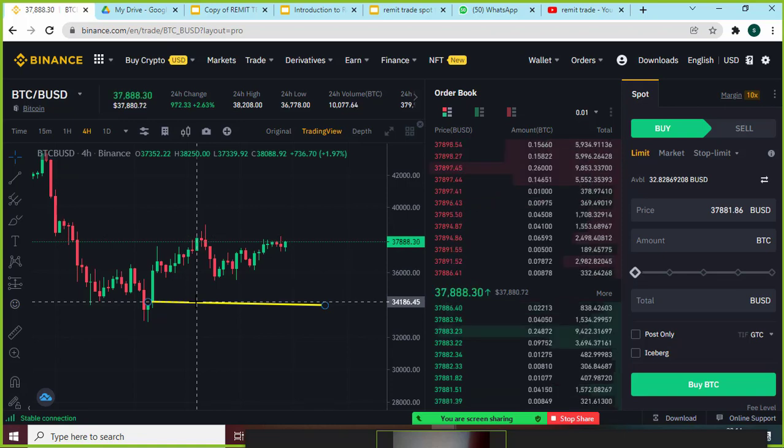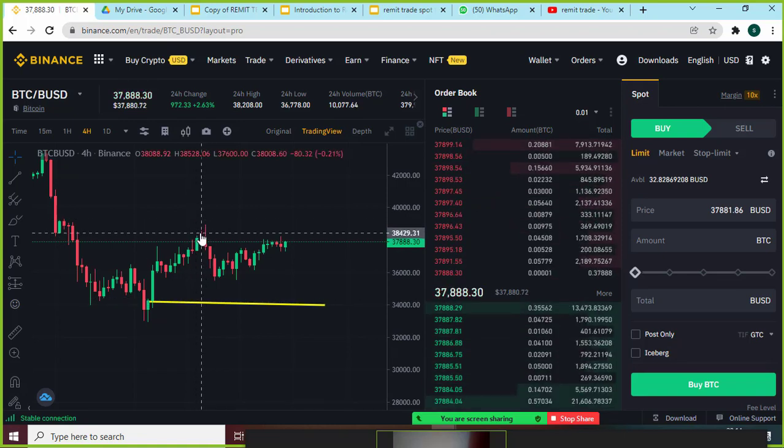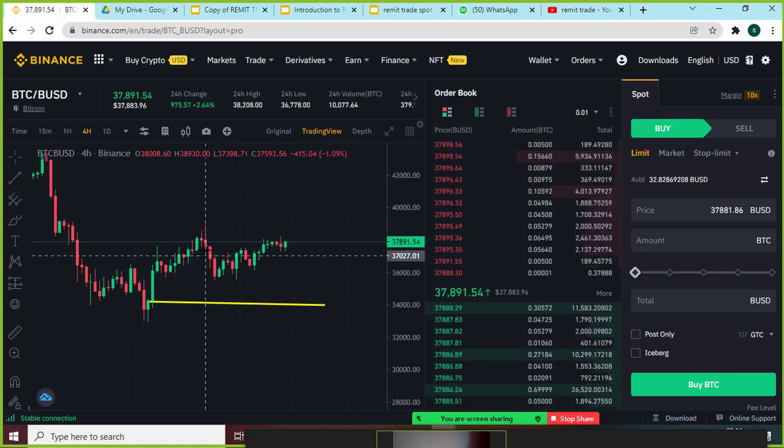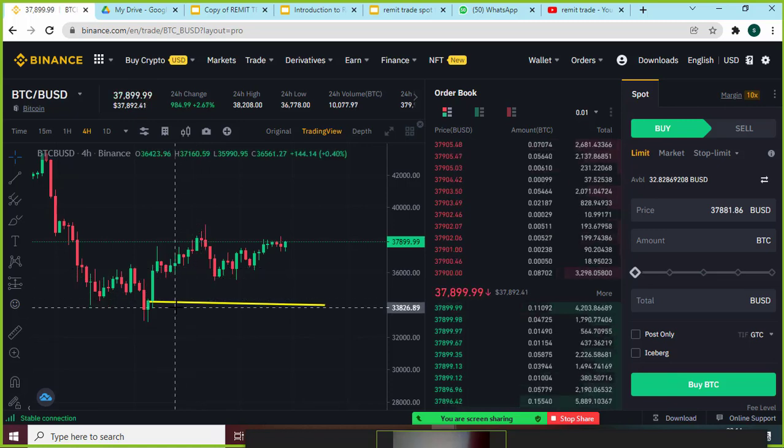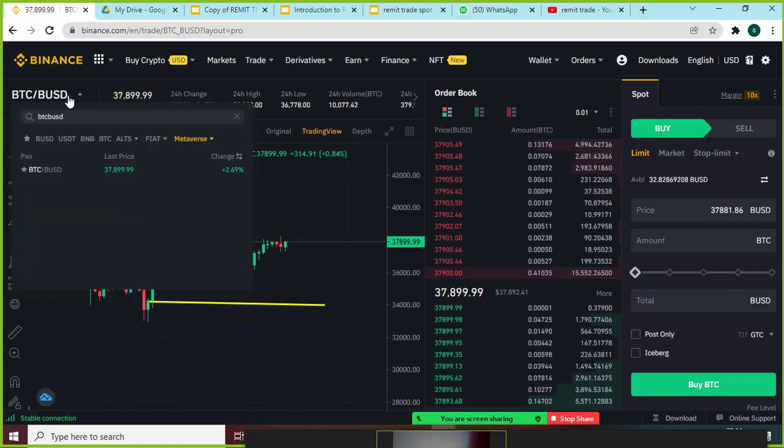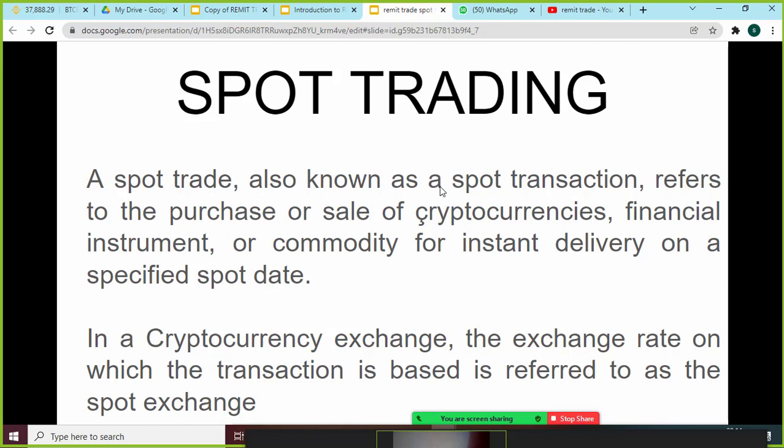The movement from here to this place will give you a difference from this point to this area where the market is right now. That difference is your profit. That is spot trading. So it involves you buying Bitcoin directly with, in this case, BUSD. So when you do this, you are doing spot trading, and it happens on instant delivery on the specified spot dates. So the exchange to which this happens is called the spot exchange. The exchange to which you perform spot transaction is referred to as the spot exchange.